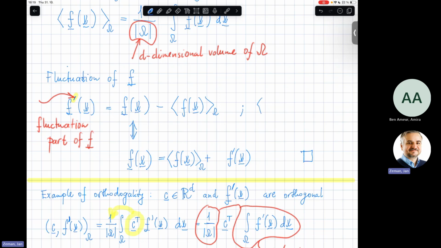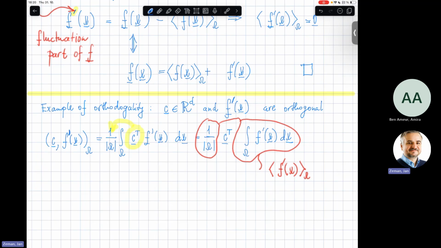Perhaps I was too tired. So this implies that the mean value of the fluctuation becomes 0. And this just closes the argument, right? Because I have this C transpose multiplying 0 of the corresponding dimensions, which is 0, obviously. So these fields are always orthogonal to each other.